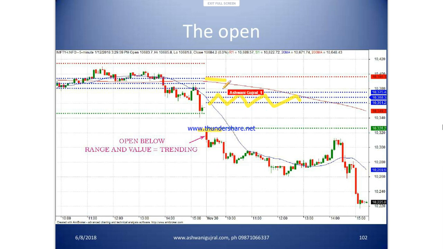What is S1 R1 corresponding to? Yesterday high low. So in case previous day is a narrow range day and we start to open below S1, the odds are market will start to trend. Can you see both these days the pivots were close by. So this was sideways day.